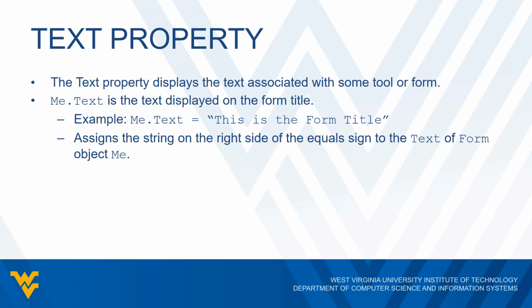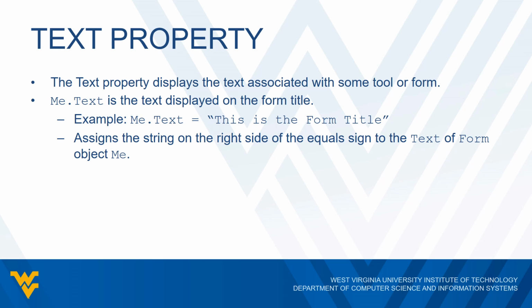What that means is I'm going to take the string that's on the right-hand side of the equal sign, and I'm going to assign that string to the text property of the form that's called me, which is the current form. Because remember, we just mentioned that me is the name of the current form object. Now, I could have other form names. Like if I have something called form2 and I do something like form2.text equals some text, then in that form, the text property will be set to whatever that text is. So in this particular case, whatever form we're currently looking at, the text property is going to be set to this is the form title.